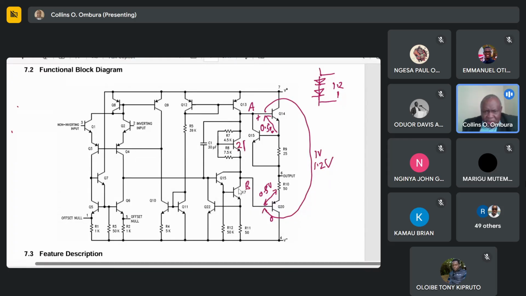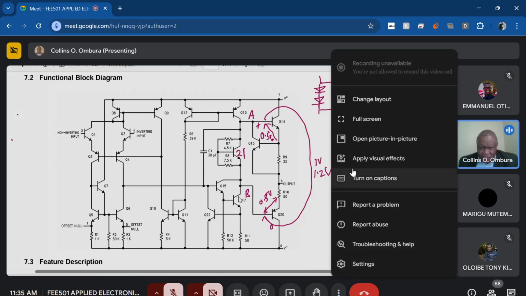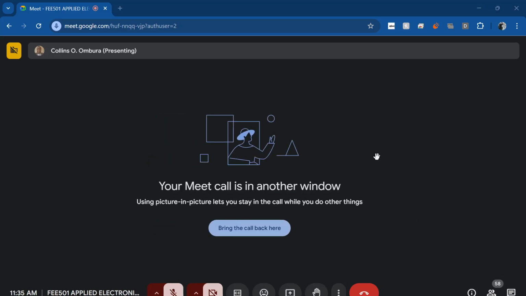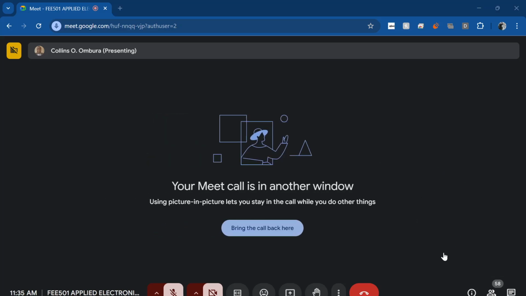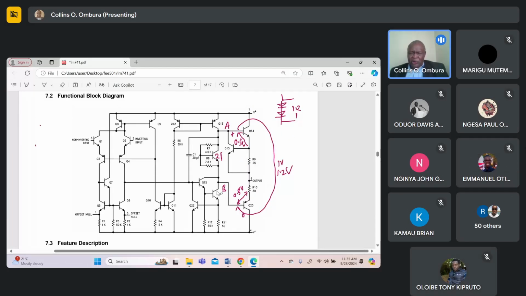We want to find out the potential between point A and point B as produced by the VBE multiplier. Why it's called a VBE multiplier. Actually, it has got two functions. One of them is to ensure that there's no crossover distortion. And the other is to compensate the biasing of Q14 and Q20 so that when the temperature increases, the voltage between point A and point B decreases so that transistors Q14 and Q20 do not go into thermal runaway.